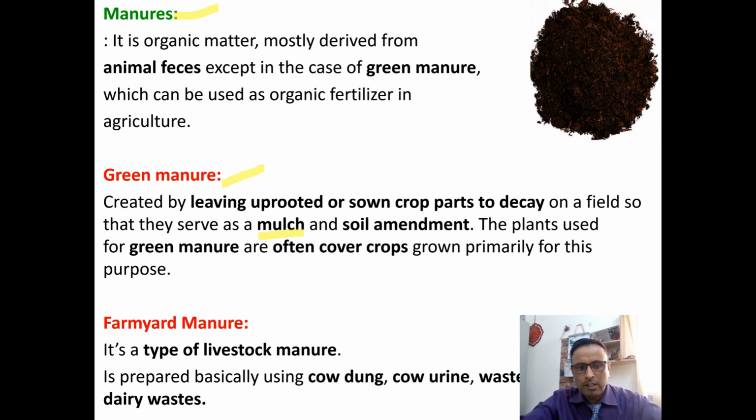Generally, for generating green manure, we use cover crops, those kinds of crops which are not very useful for consumption. But when there is free time in the field, when there is no cropping time in the field, at that time these kinds of cover crops can be grown, and green manures can be generated. So there are two different kinds of manure: one is called farmyard manure, and the second is called green manure.